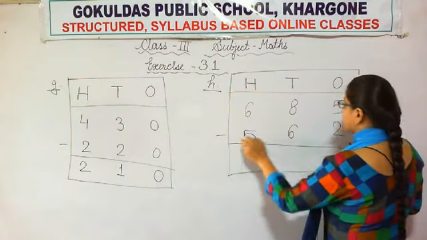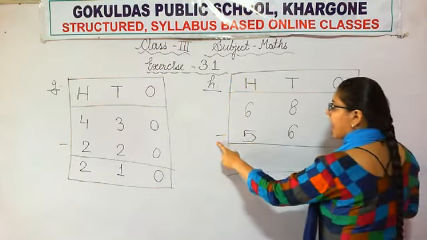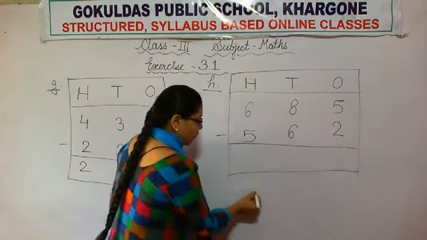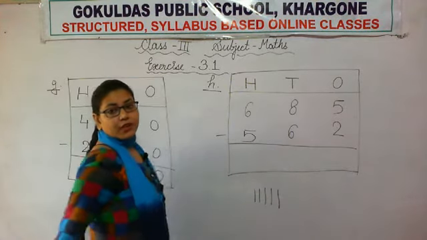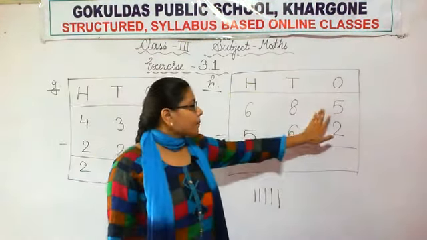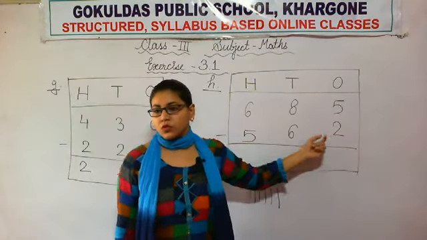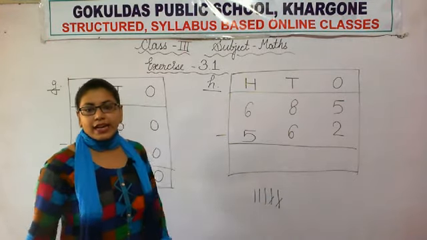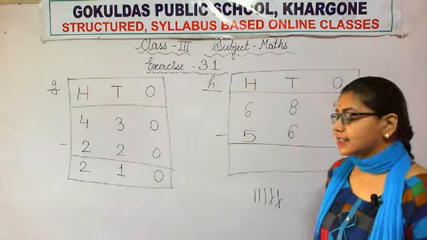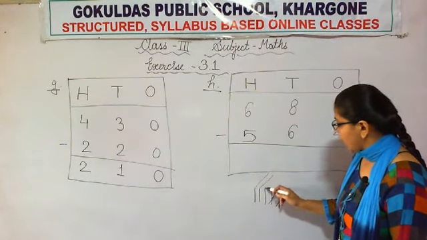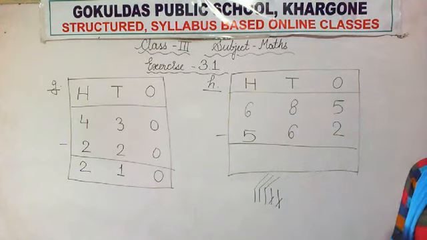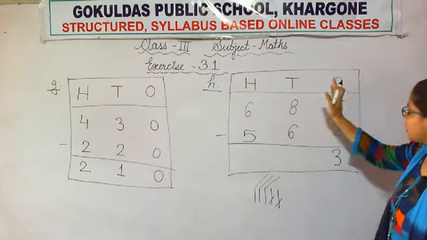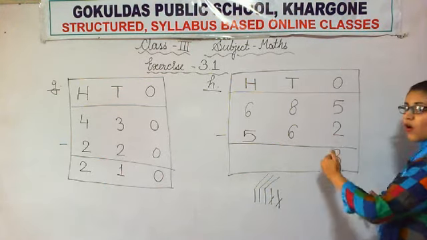5 minus 2. Minus 2, so let's cancel 2 sticks. Now we will count the remaining sticks. 1, 2 and 3. 3 sticks are remaining. So we will write the number 3 below ones.